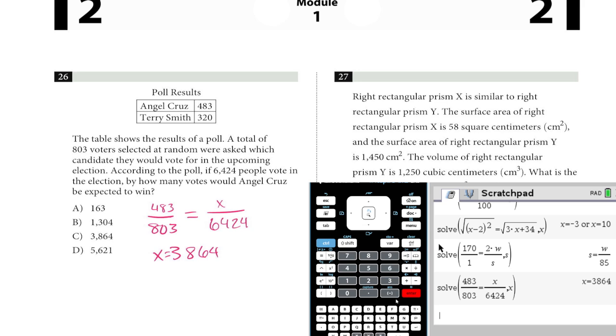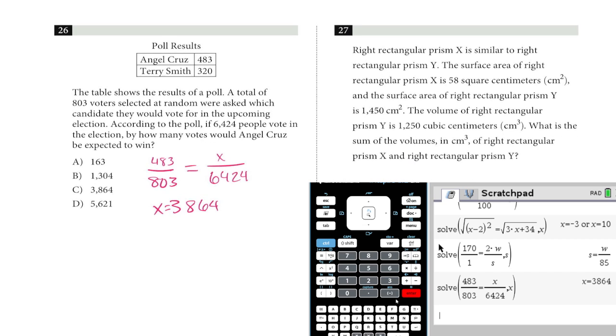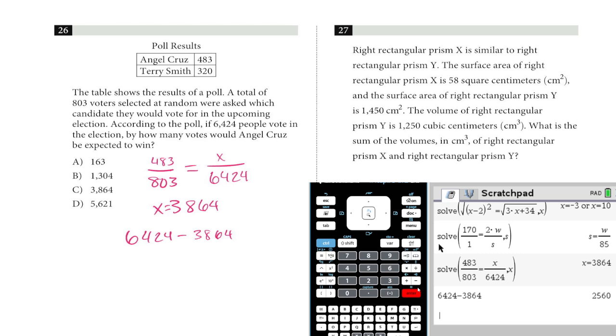But we want to figure out how many votes did Angel Cruz win by. So we need to figure out how many votes Terry Smith won. Well, we know the total number, so we just do 6,424 and subtract Angel Cruz's number, 3,864. And again, this is just simple math. We don't really have to solve. So I'm just going to do regular math in the calculator. So Terry Smith won 2,560. So to figure out how many votes Angel Cruz won by, we're just going to do 3,864 minus 2,560.